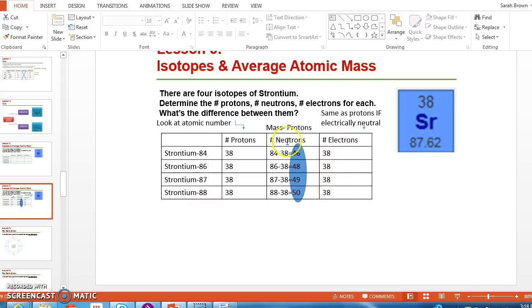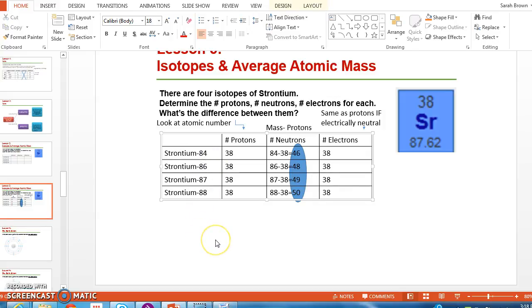Now to find the number of neutrons, what you want to do is take the mass, which is this number listed right after strontium, and subtract the number of protons. So 84 minus 38 gives you 46. 86 minus 38 gives you 48. 87 minus 38 gives you 49. And 88 minus 38 gives you 50.